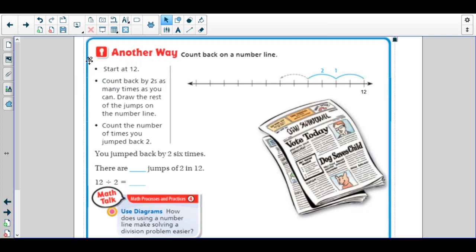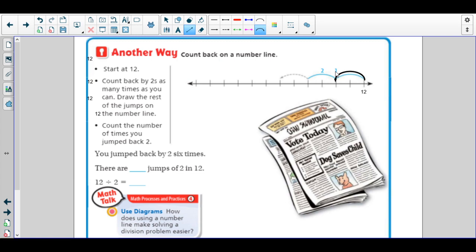And I'm going to go ahead. I'm just going to keep these over here, and you might be able to figure out why in just a second. All right. And then what we're going to do is count by twos as many times as we can to draw the jumps. So here is our first jump from here to here.